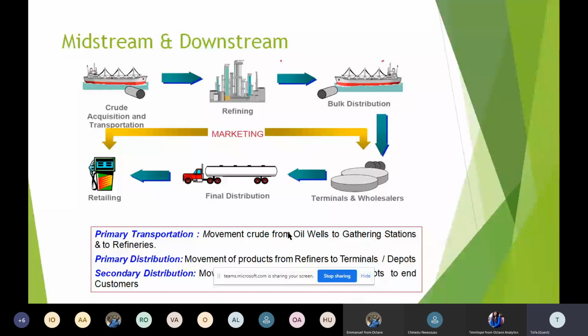Just focusing a bit on the midstream and the downstream, essentially the core activities that happen there are just moving the hydrocarbon resources from the point of production to the point of processing, and from processing to consumption.